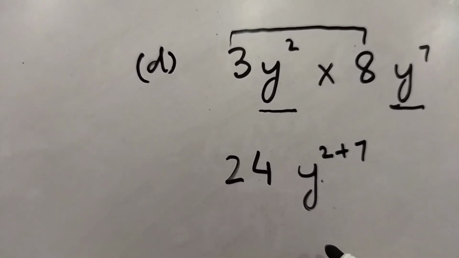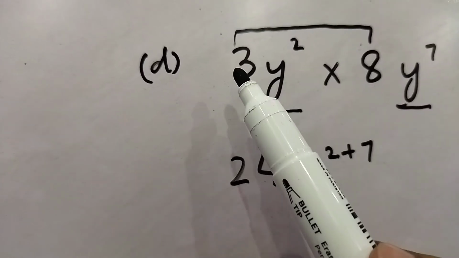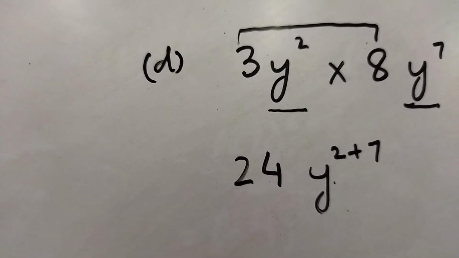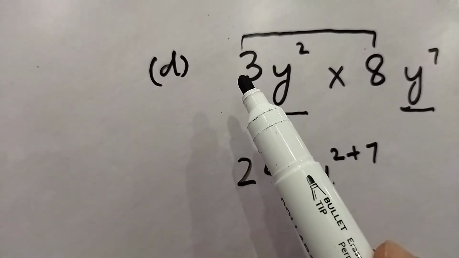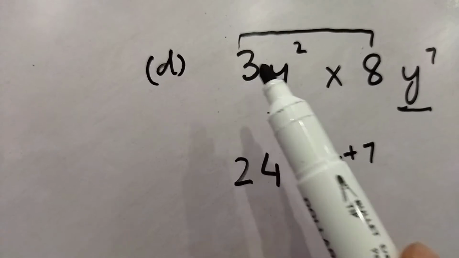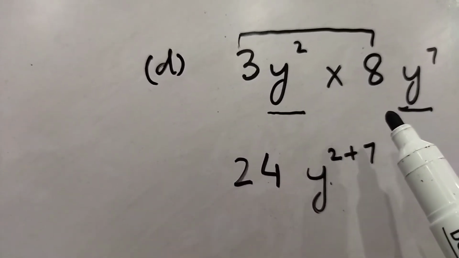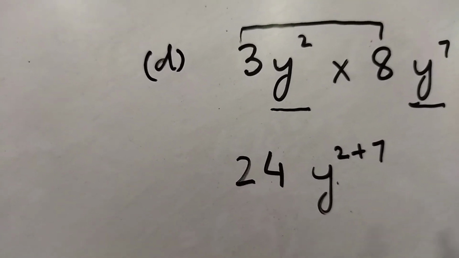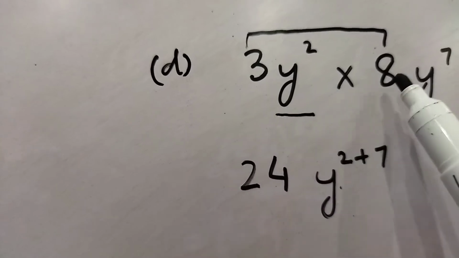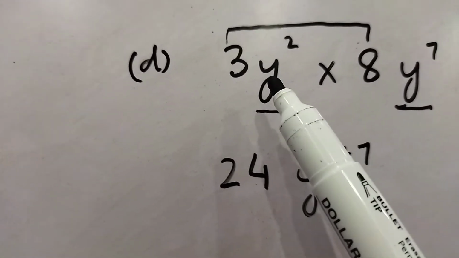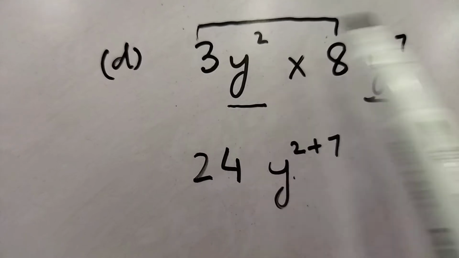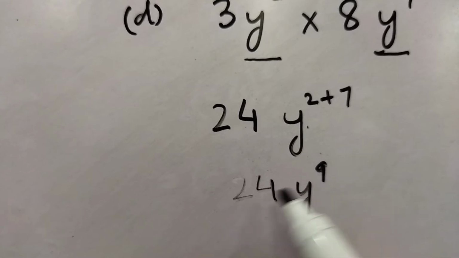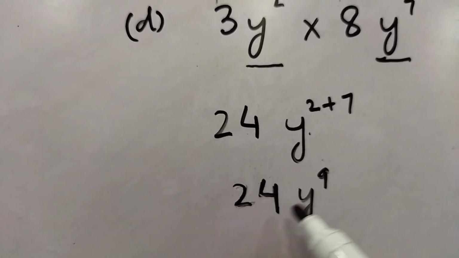See? So simple. I told you earlier that when we have bases as a variable and coefficient, we have to multiply the coefficients separately from the variables. We have to deal with coefficients and variables separately. So we are going to multiply these coefficients separately, and then we are going to add up the powers of y, which are 2 and 7. So we'll get the answer as 24y^9. This is the answer. So you see, students, it's very simple.